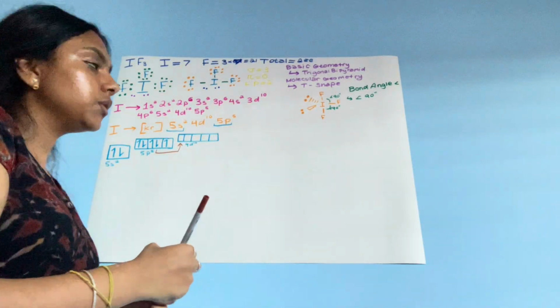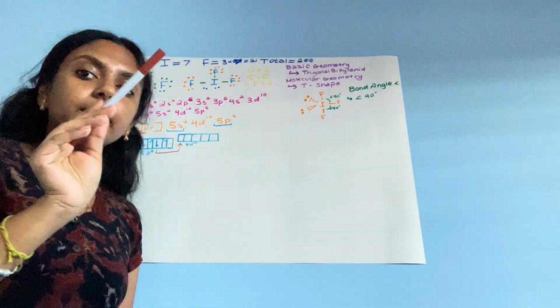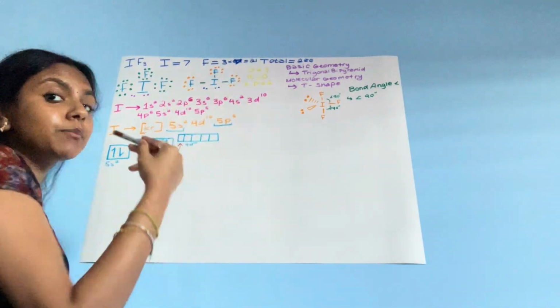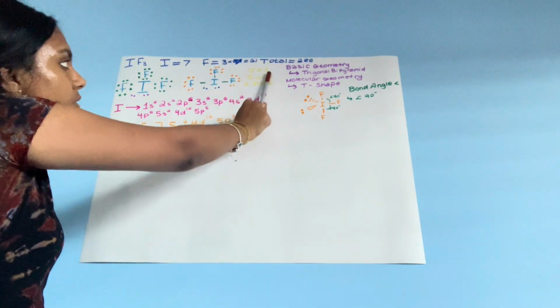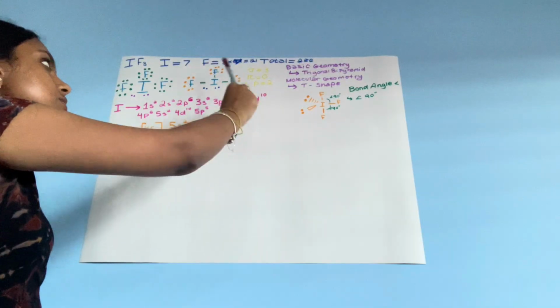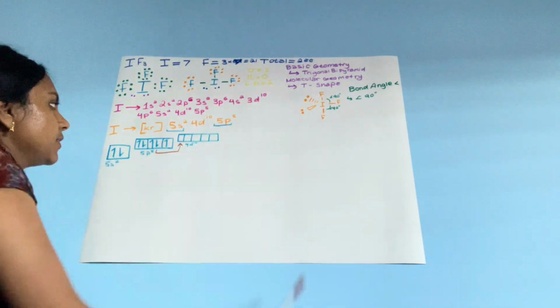The reason why we're doing this is because let's go back to our special types of bonds and how many bonds of each we have. So we look at sigma bonds and pi bonds. Since we don't have any pi bonds, we're going to be looking at our sigma bonds. We have 3 sigma bonds.